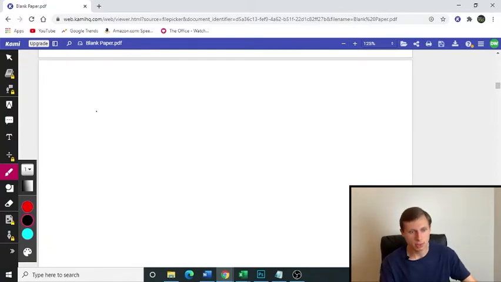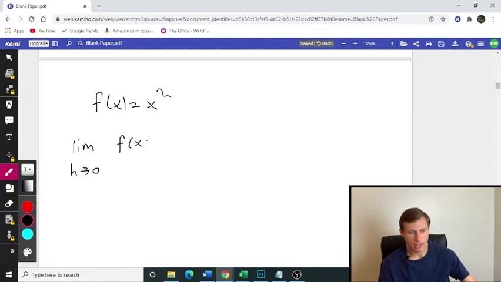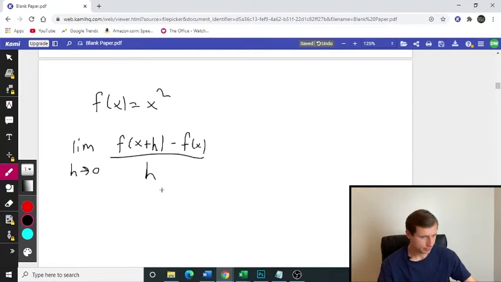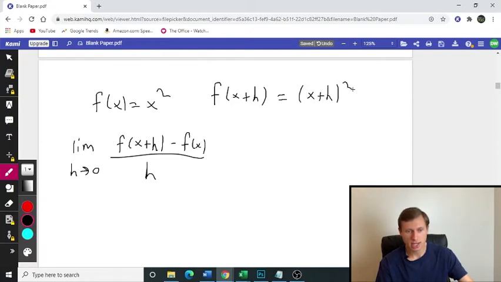Now let's look at the example f of x equals x squared. And again, if we want to find the slope of that function, what we would do is we would say limit as h approaches 0 of f of x plus h minus f of x over h. Now, f of x is x squared. What's f of x plus h going to be? Remember, we're replacing wherever we see x with x plus h. So x squared now becomes quantity x plus h squared. I'm just replacing all my x's with x plus h.